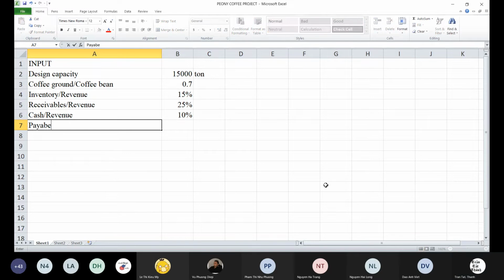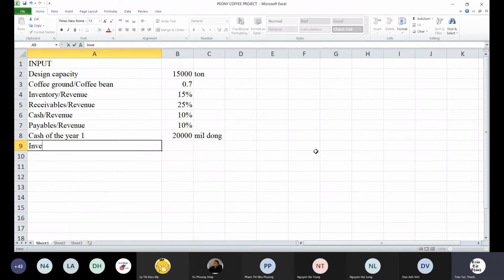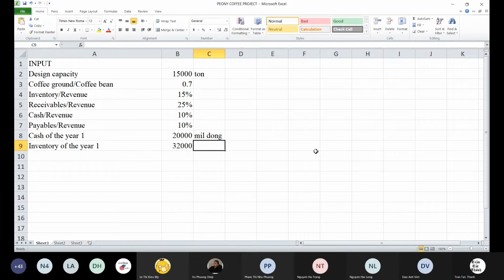Payables over revenue, maybe another 10%. Okay. Capex of year 1 is going to be 20 billion, which is 20,000 million. And the inventory, no, not inventory, correct, of the year 1 is going to be 32 billion, which is 32,000 million. Okay, so please go on with that.